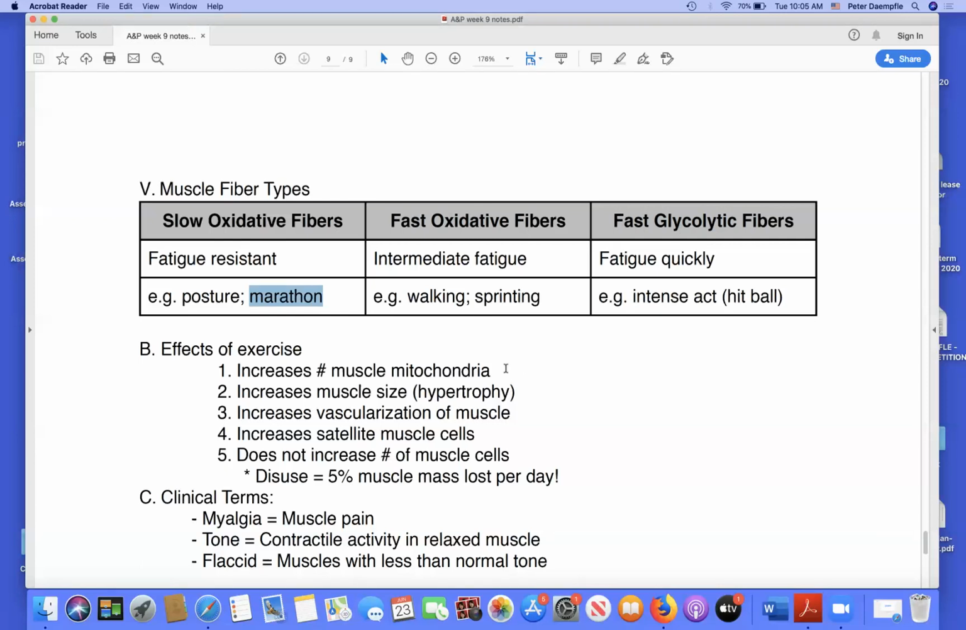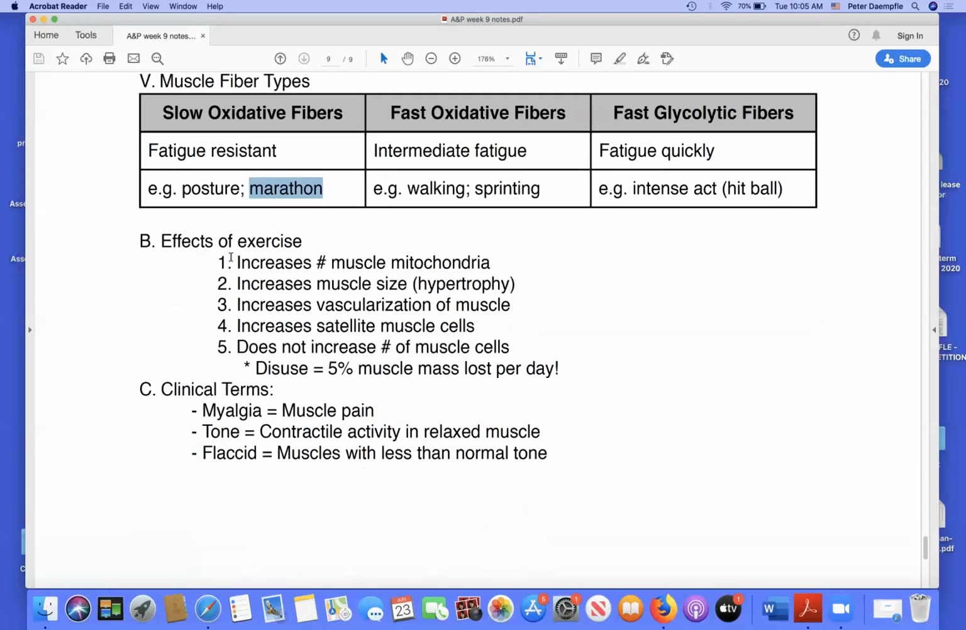And feel free to ask questions at the end. I've got the effects of exercise. We talked a lot about exercise, right? But one thing I want to mention is you can never increase the number of muscle cells you have, all right? Number 5, you do not ever increase the number of cells you've got.